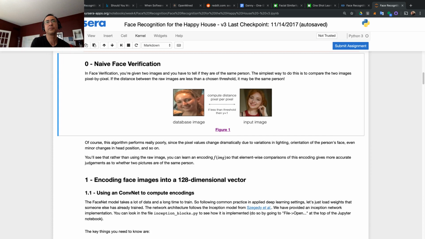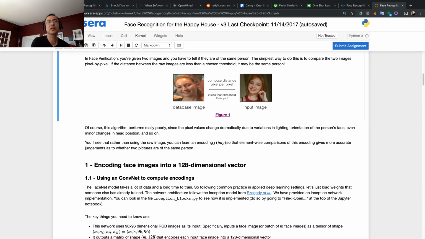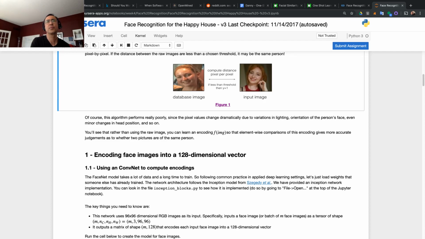It's kind of confusing. Okay, so of course this algorithm performs very poorly since the pixel values change dramatically due to variation in lighting, orientation of the person's face, even minor changes in head position and so on. You see that rather than using the raw image, you can learn an encoding. So you put the image into a function, right? So that the element-wise comparison of this encoding gives a more accurate judgment as to whether two pictures are of the same person.